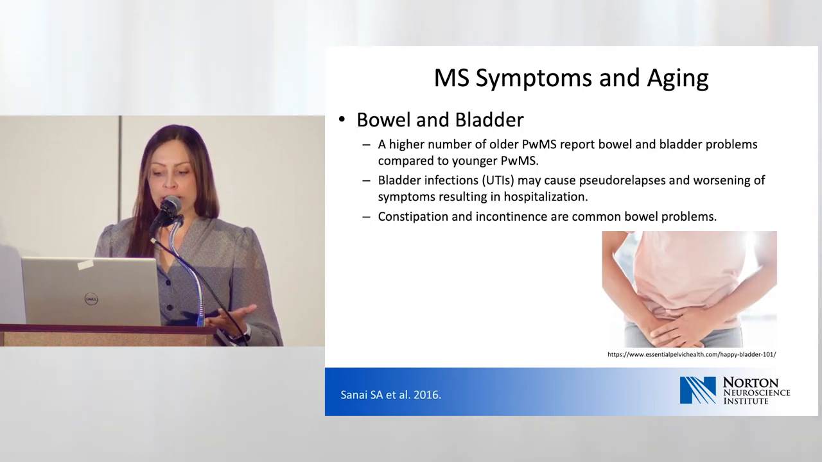What about bowel and bladder? So a higher number of people with MS who are older have bowel and bladder problems compared to younger people. And of particular concern, I like to think about urinary tract infections in older people with MS, because not only can they make you very sick and have to be hospitalized maybe if it gets bad enough, but they can also cause something called a pseudo-relapse, where old symptoms get much worse and it can look just like a relapse, and people can be very sick and maybe unable to get out of bed because of that and end up in the hospital as well.